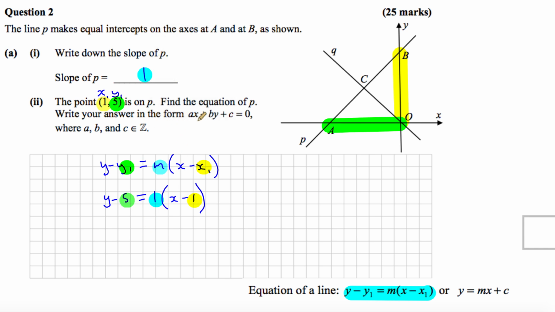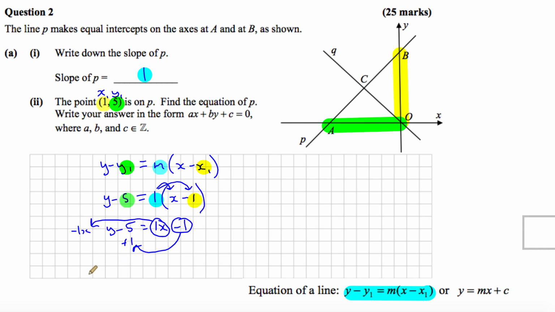So they did ask us to write our answer in this form though, so we're going to have to work on this a little bit. So we have y minus 5 is equal to, we multiply this out here, 1 times x is just 1x, and 1 times minus 1 is minus 1. So now we can just bring everything to one side, because we want it equal to 0. So 1x over there becomes minus 1x. And this minus 1, if we bring it over, becomes a positive 1.